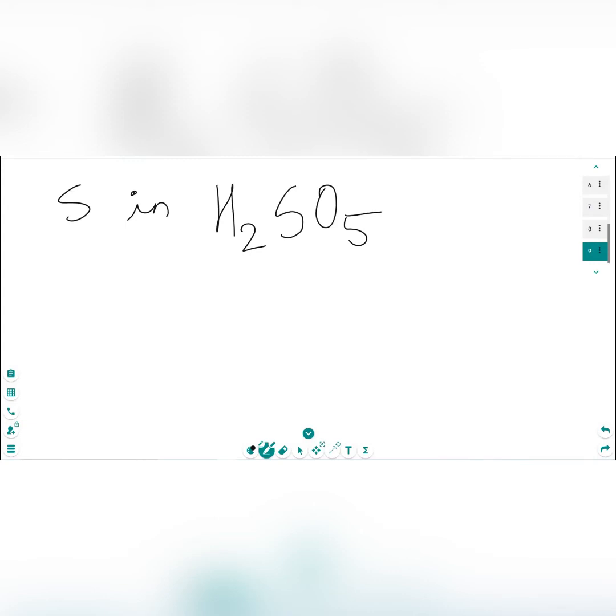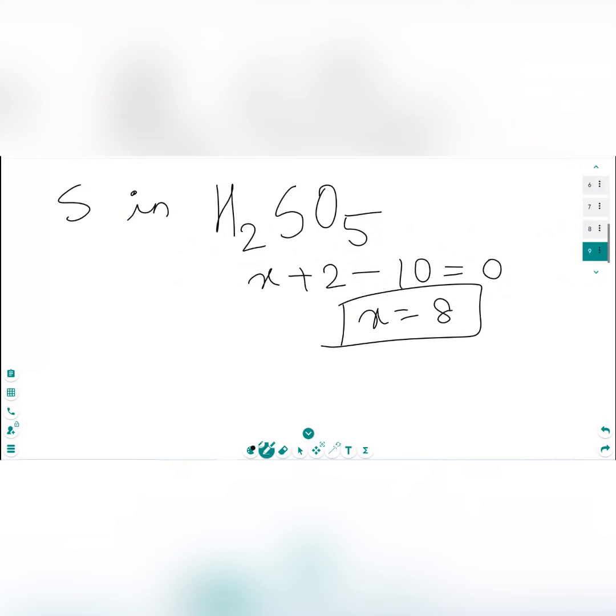Is it 8? Oh, you said it is 8. Why? Because X plus 2 minus 10 equal to 0, and hence Swapnil said that X is equal to 8. Okay, fine. The answer you've taken out correctly, but actually the answer is wrong. Why? Because sulfur belongs to which group?